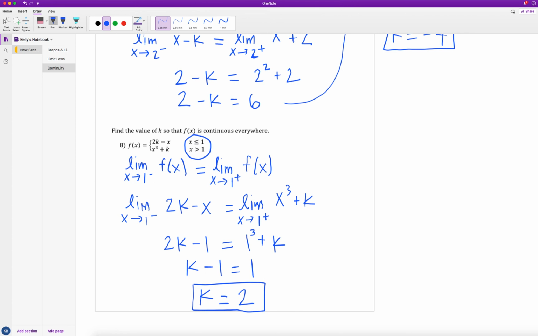We talked about one-sided continuities. What does it mean to be continuous from just the left or continuous from just the right? And then we have these examples where we're working backwards. If I know that the function's continuous, how can I work backwards to figure out what the original equation was equal to? What was that constant that we were solving for?